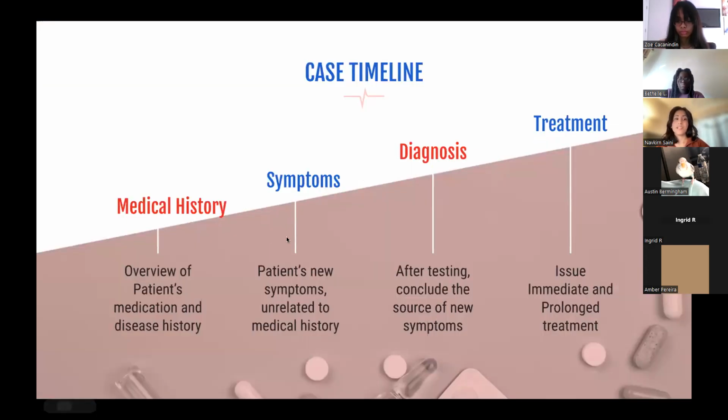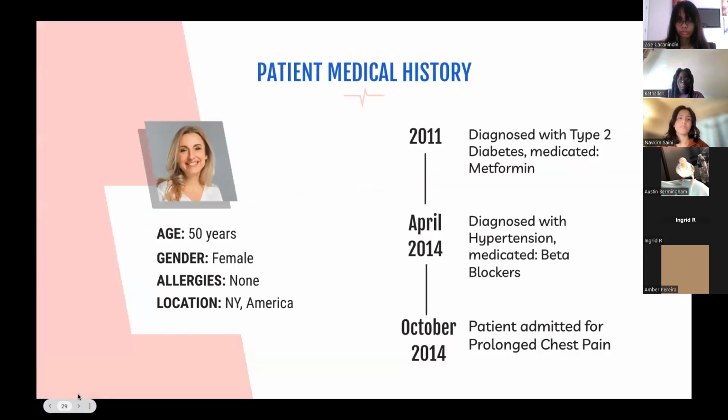All right, so case study. So this is our case study. First we'll review medical history, symptoms, diagnosis, and treatment. All right, so this patient was diagnosed with type 2 diabetes in 2011, and they're currently medicated with metformin. In April 2014, they were diagnosed with hypertension, or high blood pressure, and they're currently medicated with beta blockers. In October 2014, the patient was admitted for prolonged chest pain. For background, this patient is 50 years old, and she lives in New York.